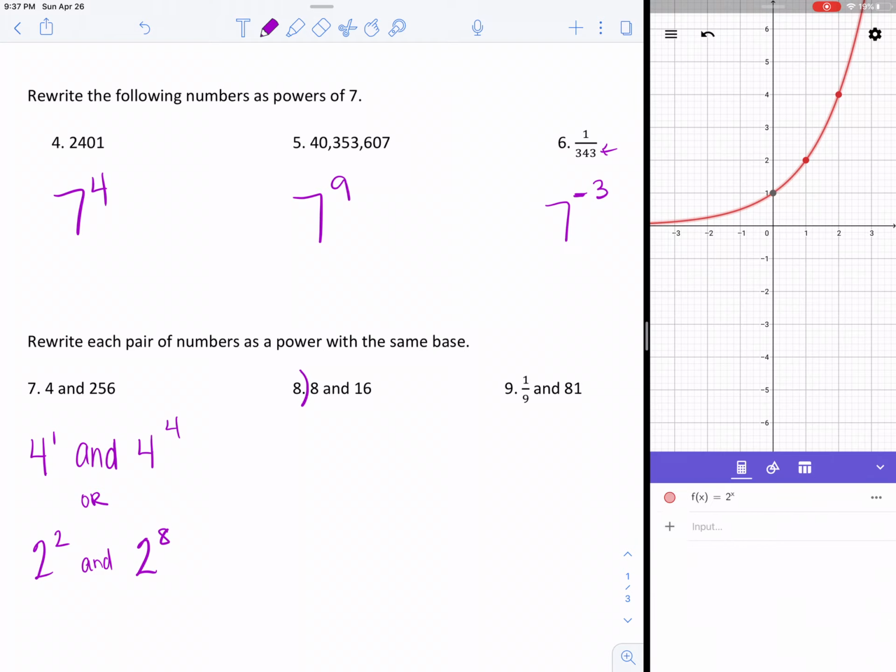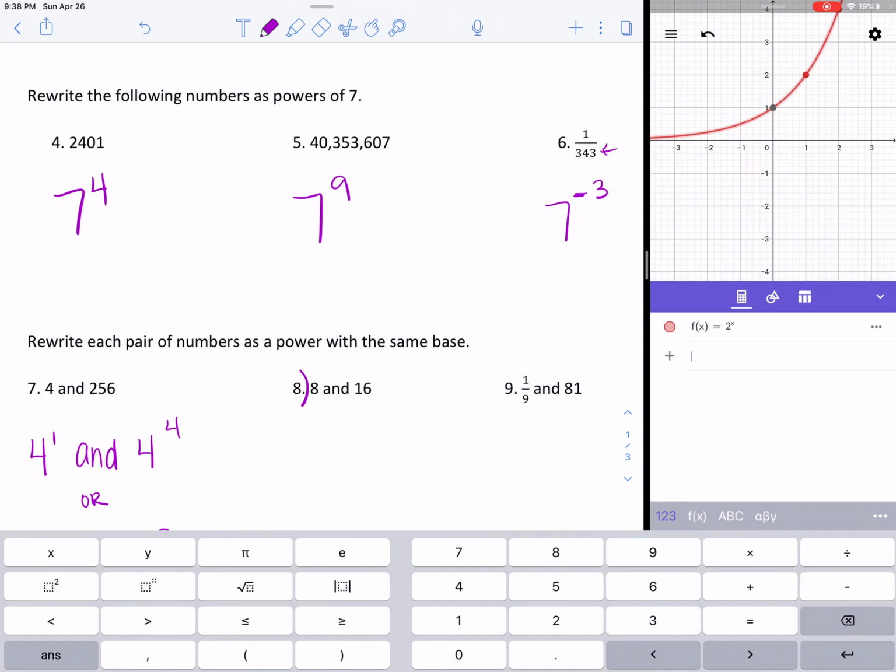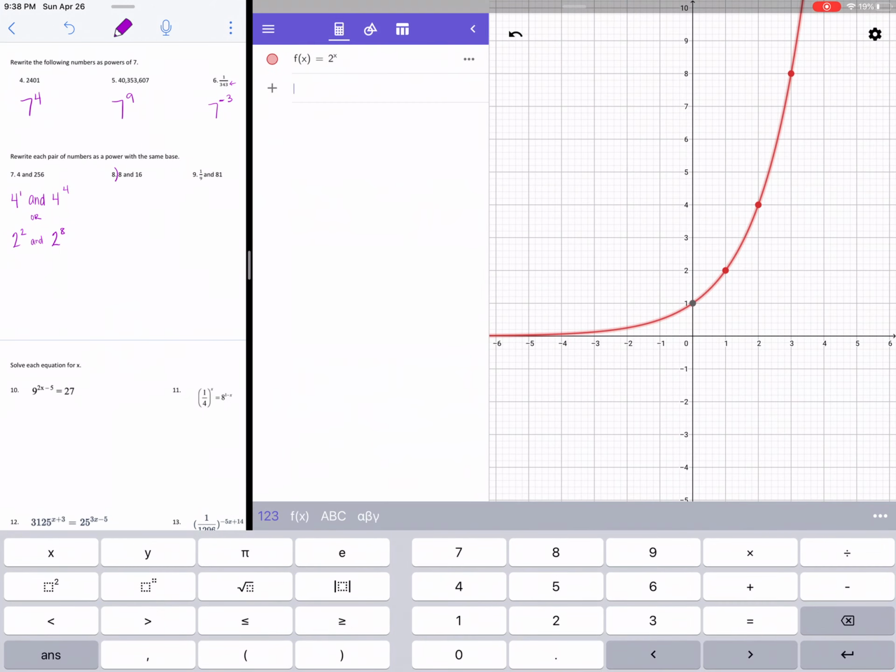You could even have your powers of 2 in the calculator. Look at this. I could do powers of 2, powers of 3. I want 3 and then an exponent of x. Powers of 4, so 4 with an exponent of x. Powers of 5. I'll do powers of 6, and then I'll stop. But you could do them all.